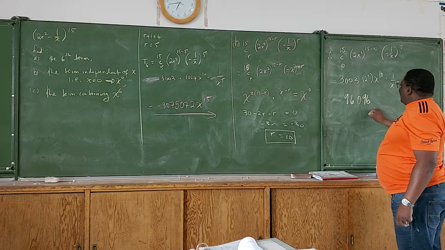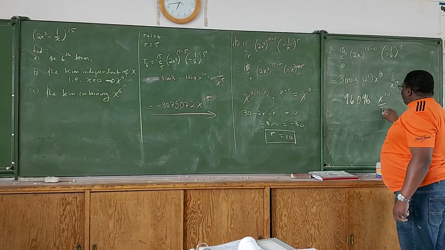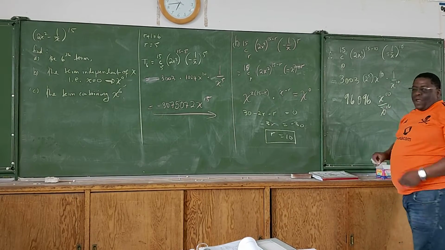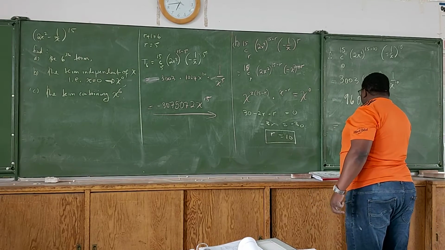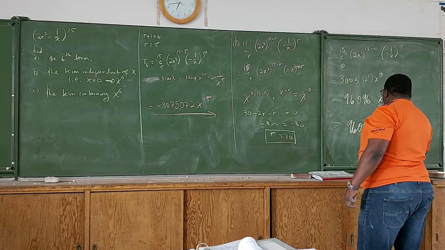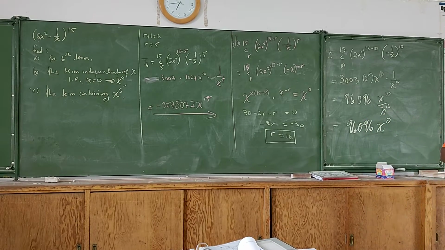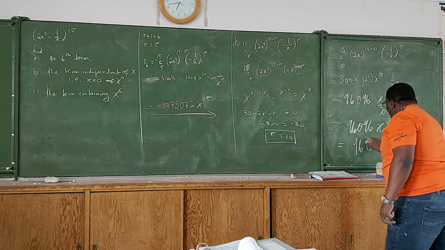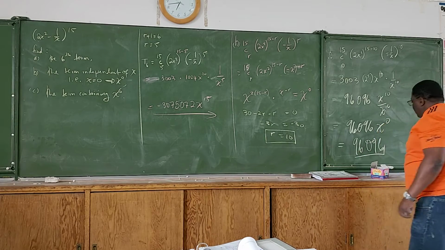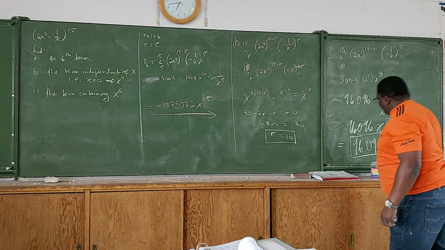x to the 10 over x to the 10 just becomes 1, right? Yeah. So the final answer will be 96,096. x to the 0. No need. The answer will be 96,096. No need for that. I know there's no need for that.